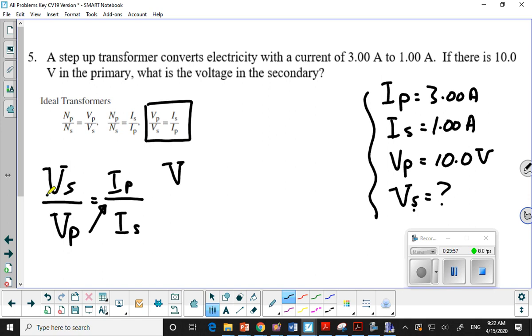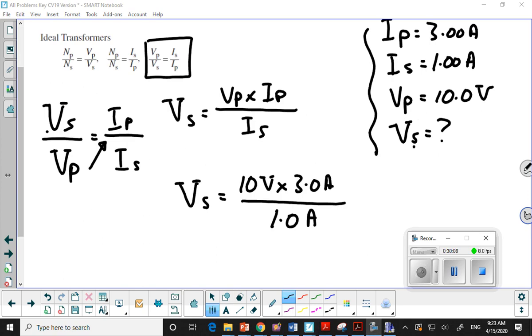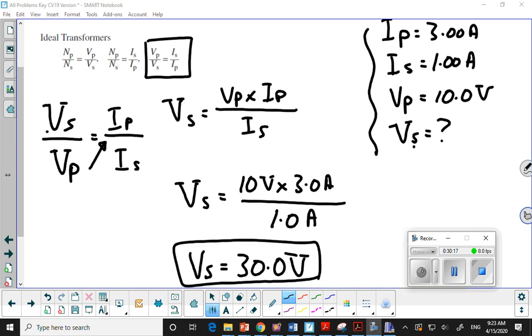So the potential difference in the secondary is equal to our voltage in the primary times current in the primary over current in the secondary. So I jumped ahead kind of quick there. Hit pause if you need to. I did my substitution. 10 volts times 3.0 amps divided by 1.0 amps. That will give us a voltage in the secondary of 30 volts. So again, it was a step-up transformer. So the voltage went up and the current went down. Hit pause and get caught up.